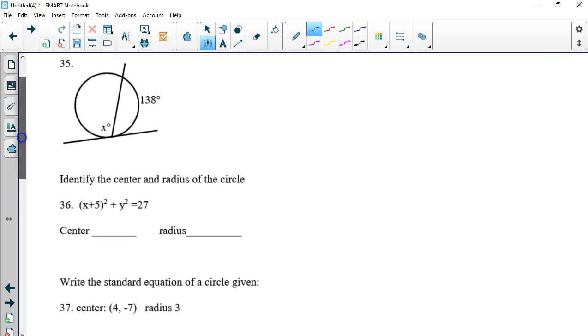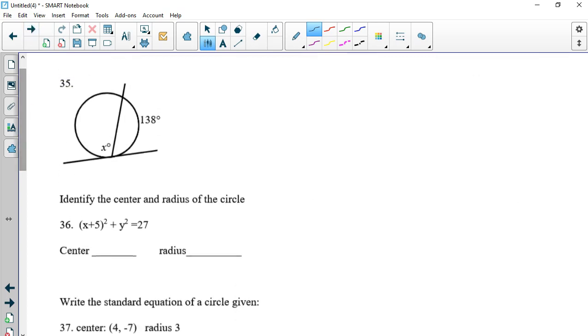All right, almost there. A few different ways to do this problem. Okay? I can either figure out that this angle here is half of 138. Okay? And half of 138 is 69. And then I can subtract 69 from 180 and get 111. That's one way to go about it.